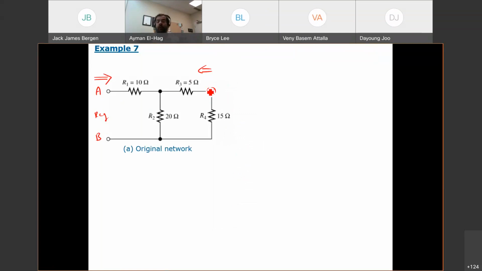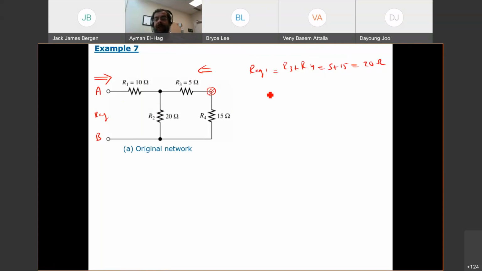So what we do now, once we identify these two are in series, is redraw the circuit as a reduced circuit. So R3 and R4 are in series. I will call this R equivalent 1, which is equal to R3 plus R4. Because they are in series, we just add them. So this is equal to 5 plus 15, and this gives me 20 ohms.